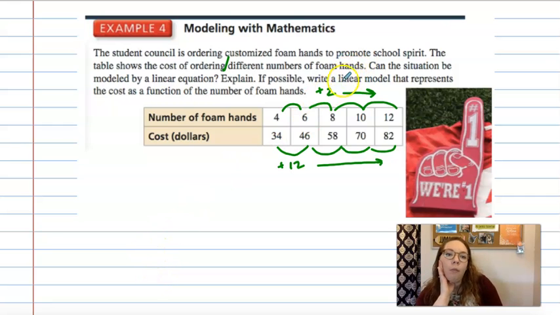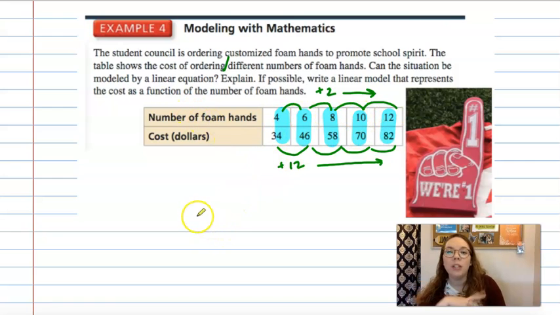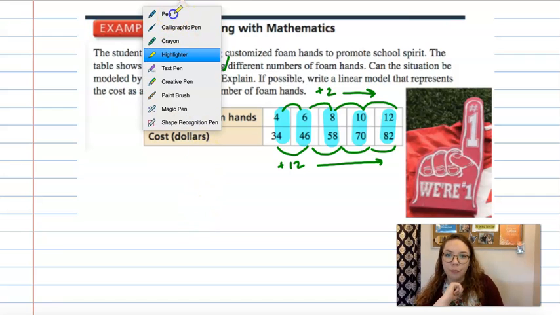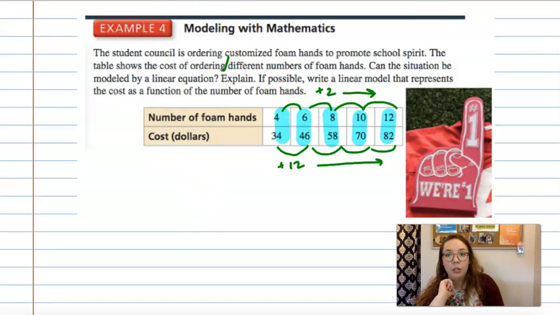If possible, write a linear model that represents the cost as a function of the number of foam hands. So in our table, I've been showing you how to find this with 2 points. Here we have 5 different points. We just need to choose 2 of them to use. I like to choose the 2 smallest ones, so I'm going to choose these first two, (4, 34) and (6, 46), because I always think if I can choose a smaller number, it's easier to work with.